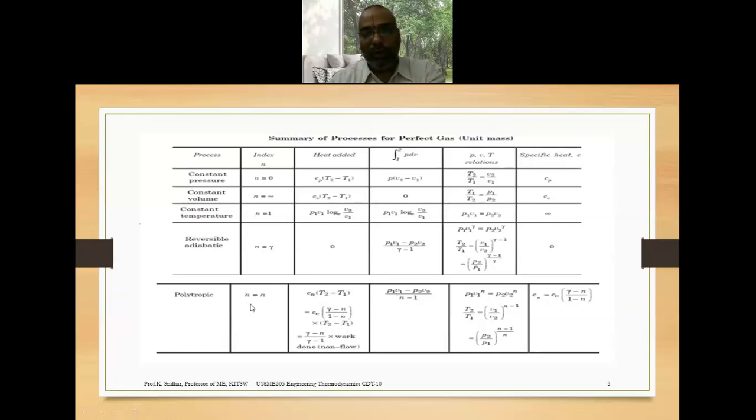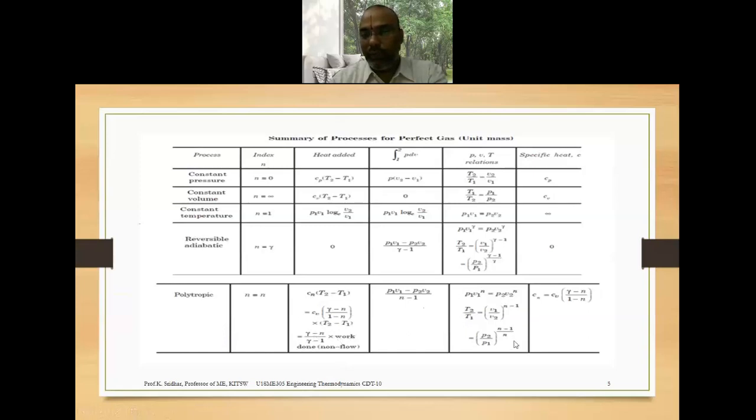So during the polytropic process, the n value should be n only, because PV to the power of n is equivalent to constant. And the formula for the work transfer is P1 V1 minus P2 V2 by n minus 1. And delta Q, I've already told you, is gamma minus n by gamma minus 1 into the work transfer.